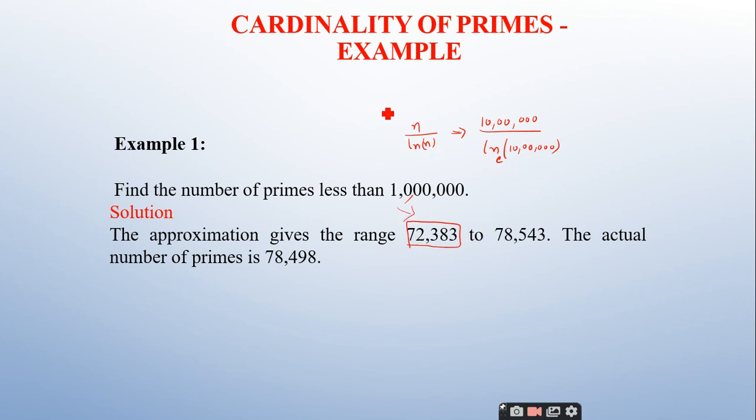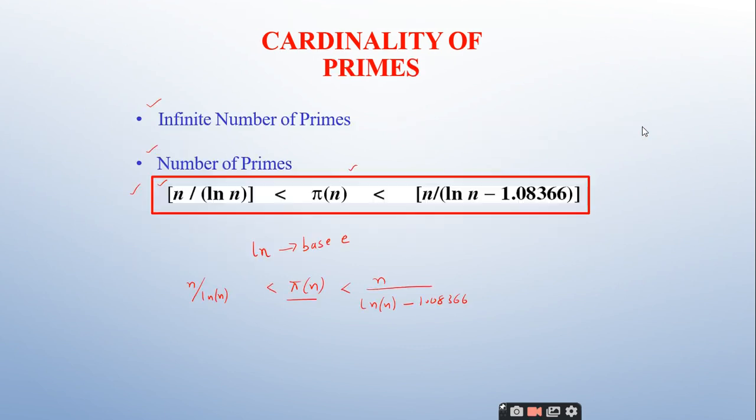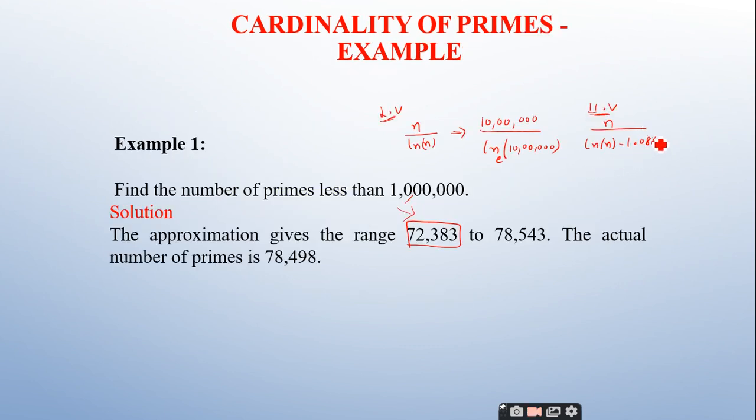And what is the upper value? This is the lower value. What is the formula for the upper value? n by log n minus 1.08366. So if you substitute the n value here, 10 lakhs by log 10 lakhs minus 1.08366, the upper value I will get is 78,543, right? So this is the approximate range of values given by the formula, and the primes may fall within these two limits.